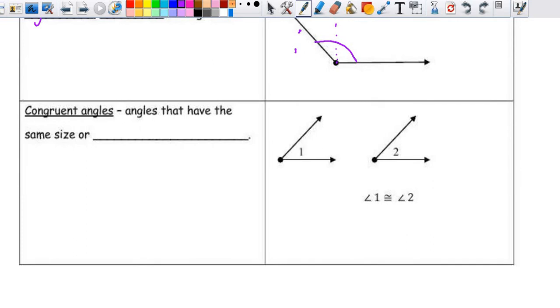All right, we also have congruent angles. Those are angles that have the same size or degree measure. So if one was 30 degrees, the other would be 30 degrees. And we can use that congruency symbol right here, when talking about angle 1 and angle 2.